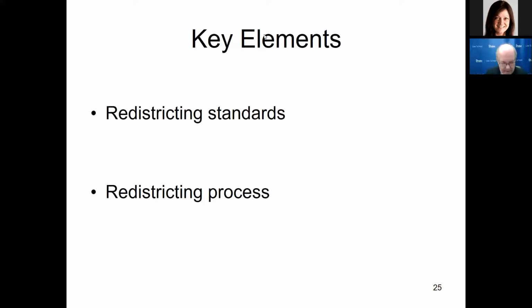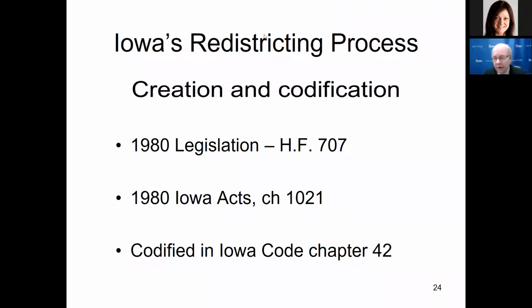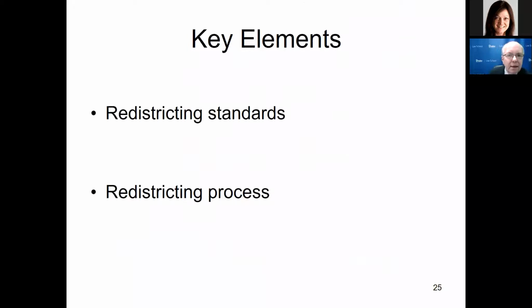And so, prior to the round of redistricting after the census in 1981, Iowa adopted Iowa's current redistricting process, established in Iowa Code Chapter 42. The remainder of this presentation is to discuss how Iowa's process works. There are really two key elements to Iowa's redistricting process. There are redistricting standards, and of course, the process itself. How does redistricting get done?